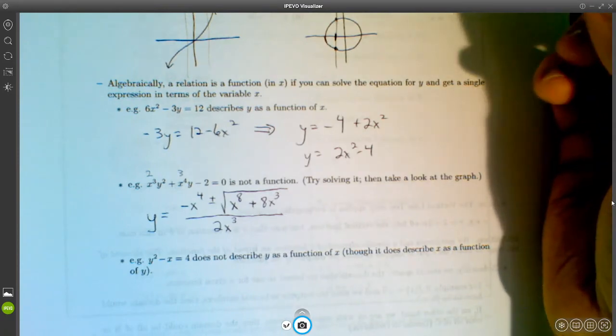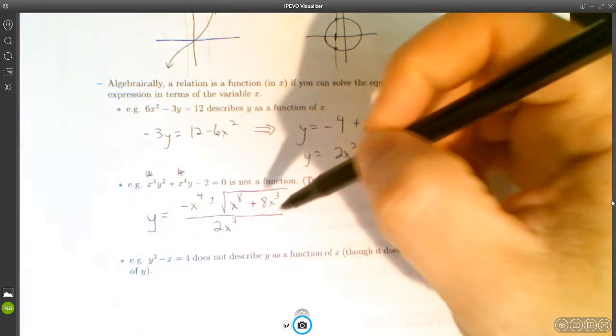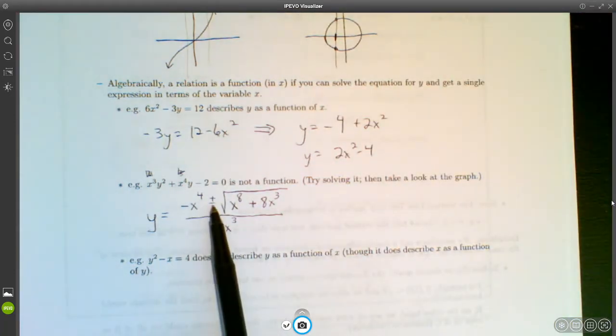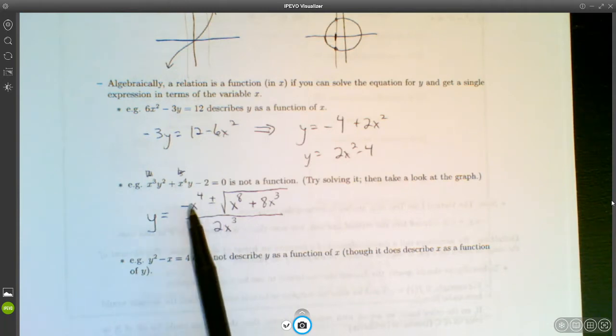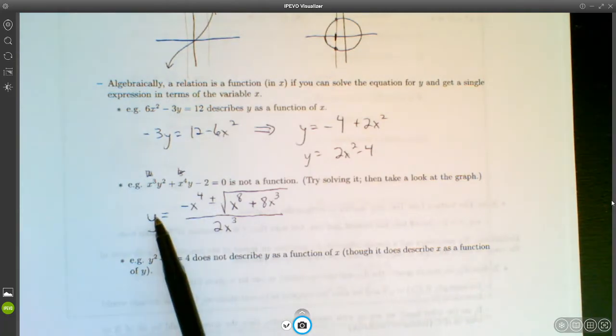So there you go, that's how you would solve that thing. Pretty nasty. But there you go, right? You can solve it for y. The problem is you get two different output values for each input value. So you plug in an input for x, you're going to get two outputs for y.